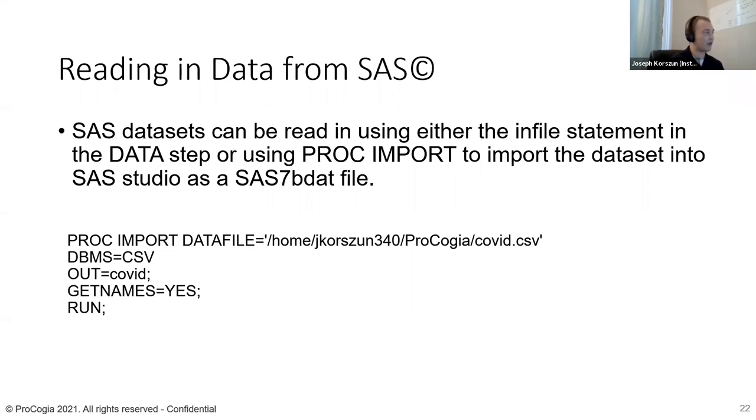This is just a basic example of the code that I've written to generate this COVID data set. So you can use the proc import statement, or you can just import your data utilizing the data step, your infile statement, and then adding in some input variables and specifying either the length or width of the columns that you desire. So yeah, this is the basic example of how SAS code would look, just to use the proc import data function, right? And this will utilize the database management system of CSV, and it'll output the COVID data file as a SAS7BDAT file, right?